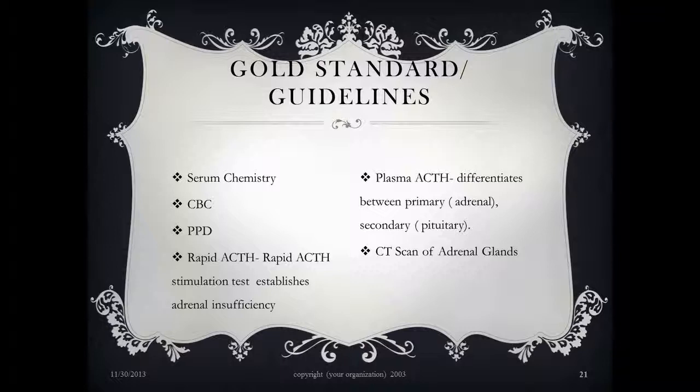The gold standard in diagnosing Addison's disease would be a serum chemistry and a CBC, administering a PPD test, drawing a rapid ACTH test, and this would establish adrenal insufficiency, a plasma ACTH, which differentiates between primary adrenal and secondary pituitary, and a CT scan of the adrenal gland.